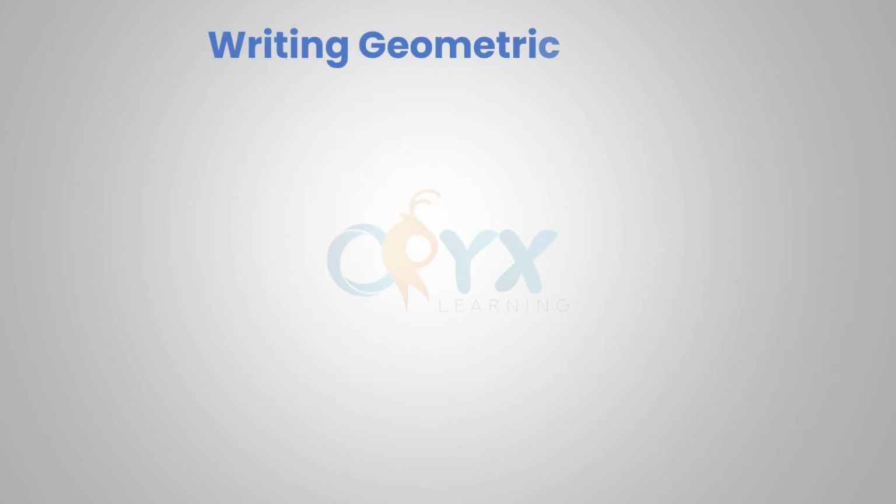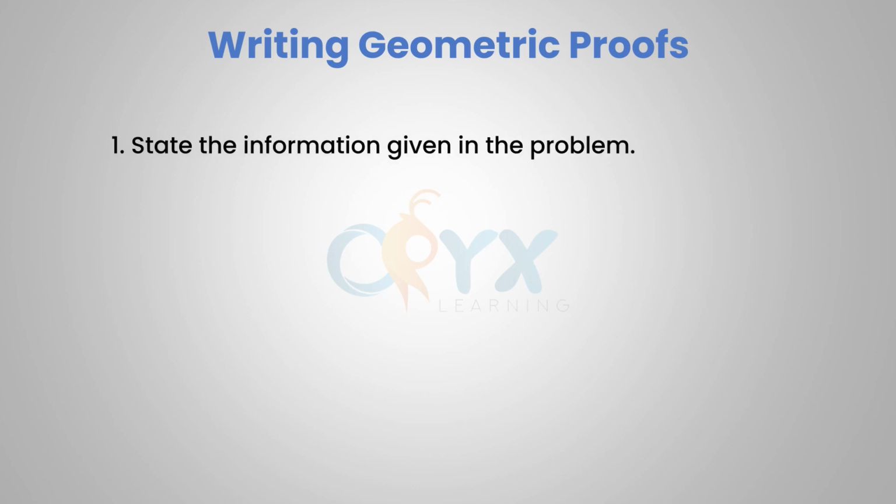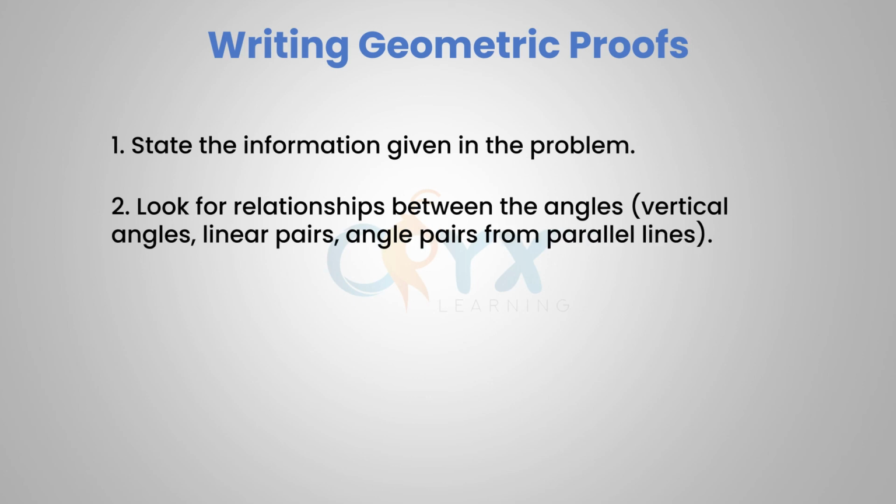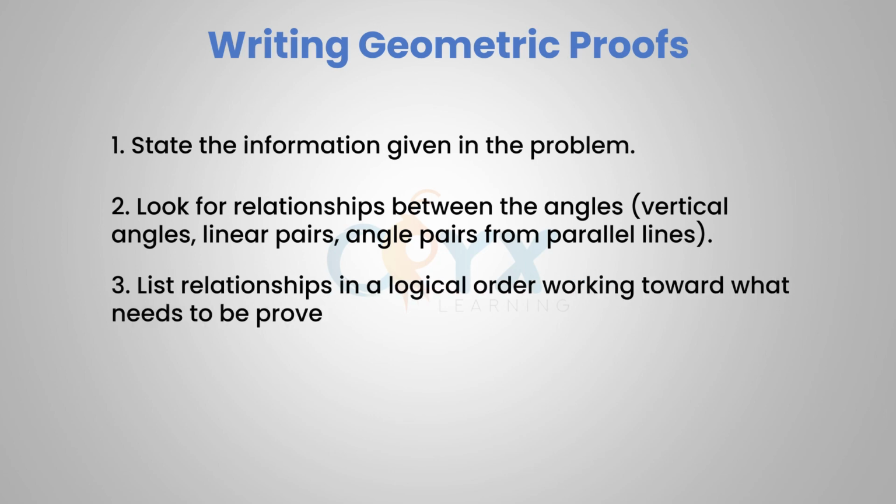When writing geometric proofs, make sure to state the information given in the problem, look for relationships between the angles, as in vertical angles, linear pairs, or angle pairs from parallel lines. List relationships in a logical order, working toward what needs to be proven.